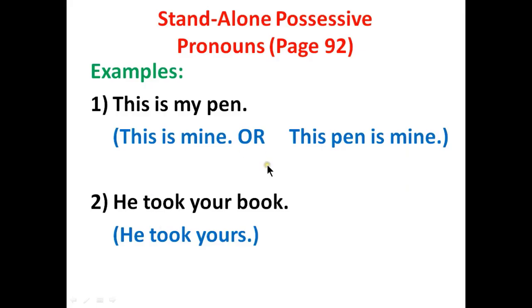Here are some examples which will give you more elaboration for the topic. This is my pen. This sentence has 4 words. If you want to shorten the sentence, you can say this is mine. Now the word mine is a stand-alone possessive pronoun. If you say this is mine pen, then it will be wrong. Or you can say this pen is mine. Even then the sentence will be 100% fine.